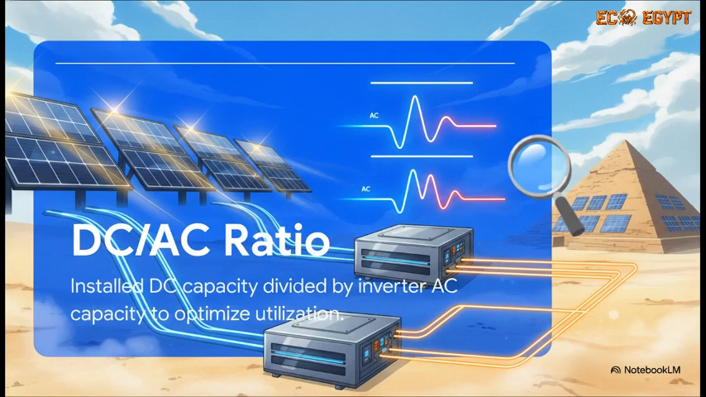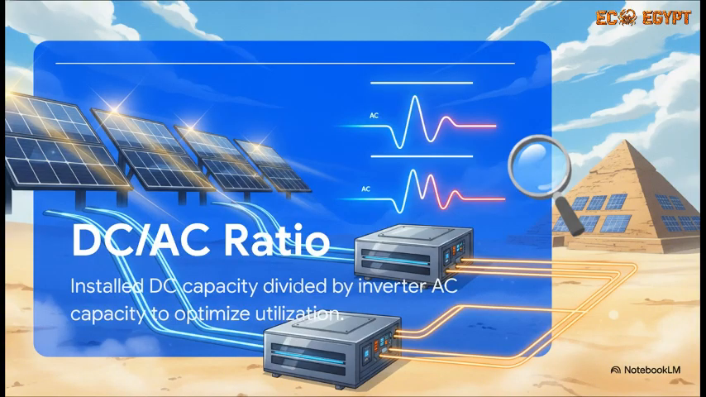That's the total installed DC capacity of your solar panels divided by the total AC output capacity of your inverters. Now, you almost always want more DC power than AC power. Why? Well, because panels almost never operate at their peak laboratory conditions in the real world. By oversizing the DC array, you're making sure the inverter is working at full capacity for way more hours out of the day.